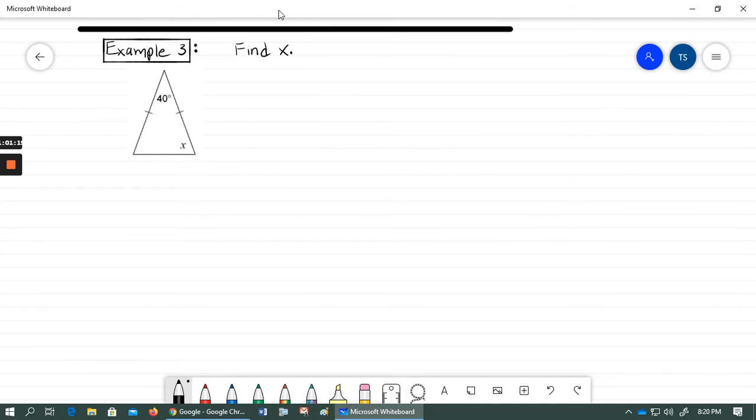Okay, so this is example 3 here. It says find x. So again, folks, the first thing I need you to do in showing your work is tell me what type of triangle this is. And clearly this is an isosceles triangle, correct? Isosceles. All right, so this is an isosceles triangle.